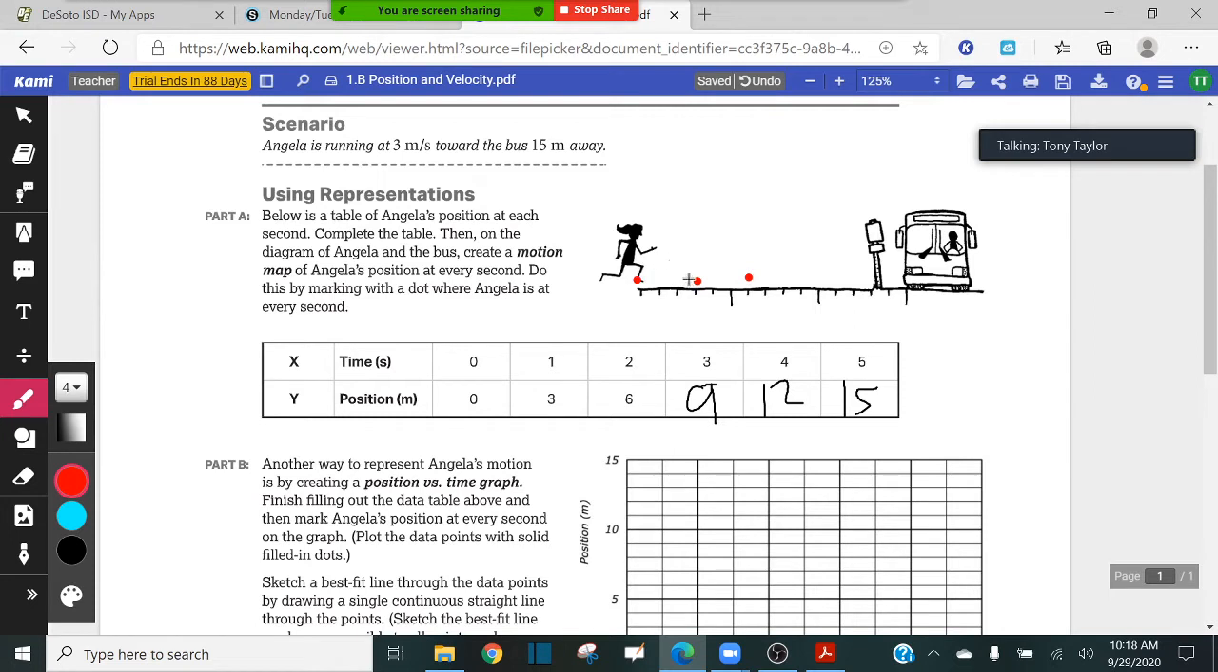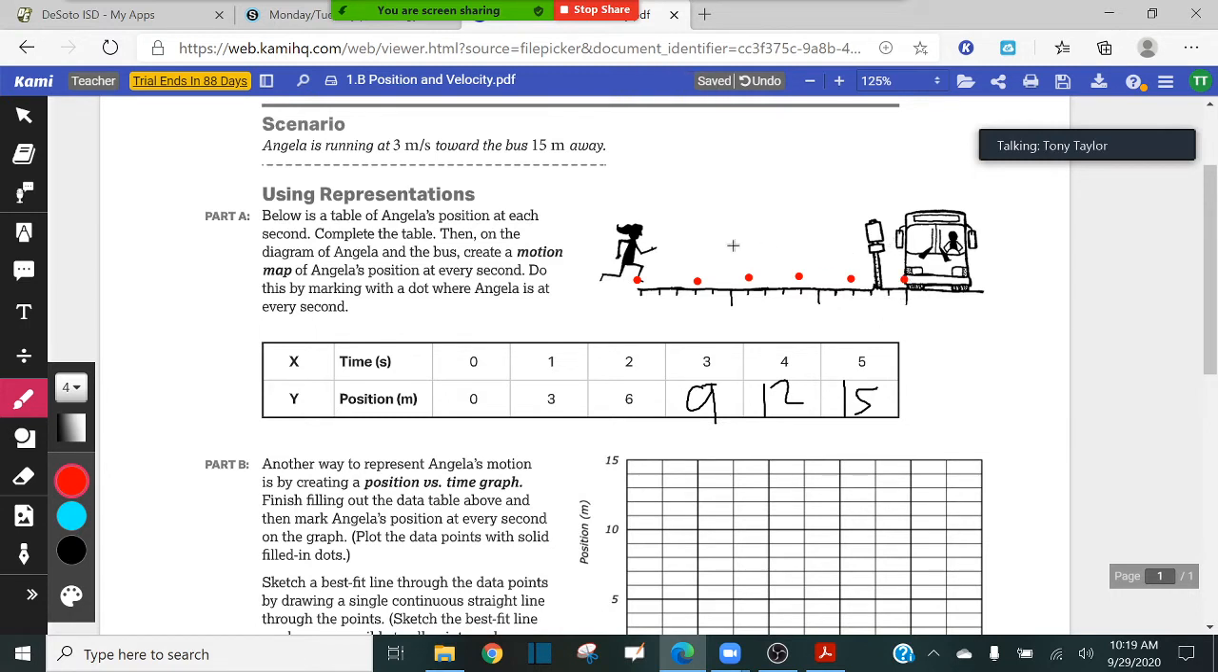Okay, so 0 seconds, 1 second, 2 seconds. Then at 3 seconds, she's at 9 meters. So this is 6, 7, 8, 9. Okay, and then after 4 seconds, she's at 12 meters. So 10, 11, 12. Okay. And then lastly, after 5 seconds, she's at 15 meters. 12, 13, 14, 15. And remember, 15 meters is how far away the bus is.